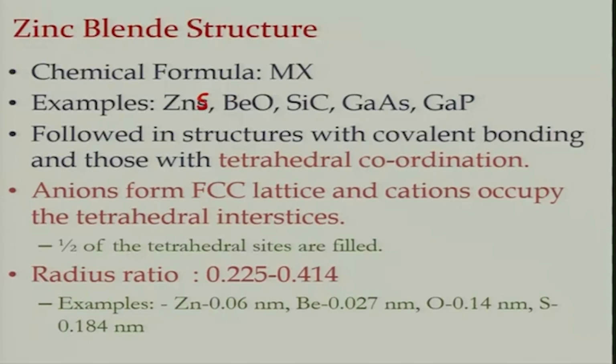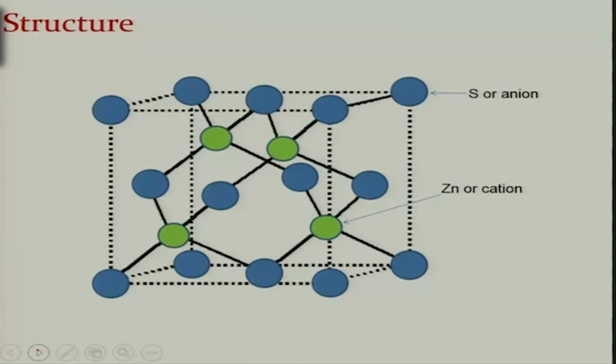And the radius ratios for these kinds of materials fall in this range: 0.225 to 0.414. So zinc has 0.06 nanometer. You can determine all these radii and then determine the radius ratios. Sometimes there may be some off radius ratio structures which still show zinc blende, but that is determined more by the bonding than by the radius ratio. So it does happen in some cases, but by and large they do fulfill the criteria. So this is the kind of structure.